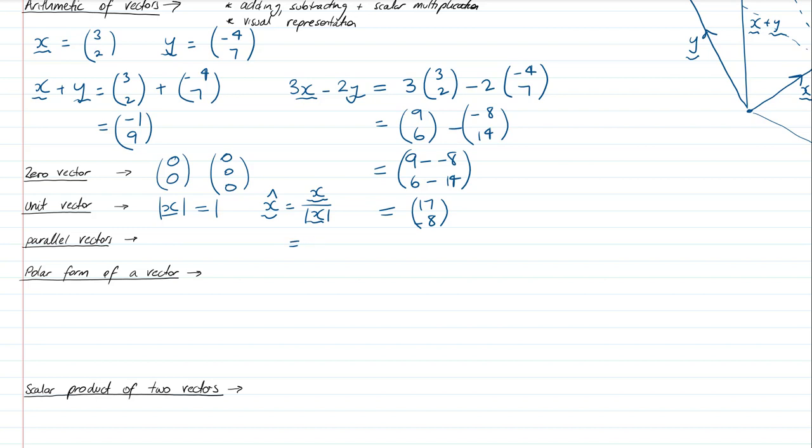So in this case it would be equal to x, where the magnitude of x is 1 on root 13, we've done that calculation before, and then 3i plus 2j, that's our x vector.